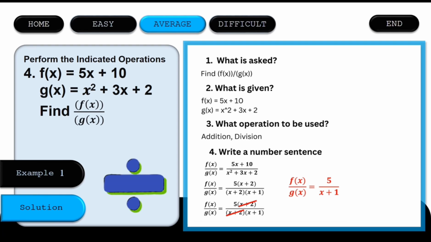Next step natin is to factor out these values. For 5x plus 10, magkakaroon tayo dito ng 5 multiplied to quantity x plus 2. And for x squared plus 3x plus 2 naman, we have here the quantity x plus 2 multiplied to quantity x plus 1. Next step is to cancel out like terms ang ating x plus 2. By canceling these terms, we will now have the final answer of 5 over x plus 1.